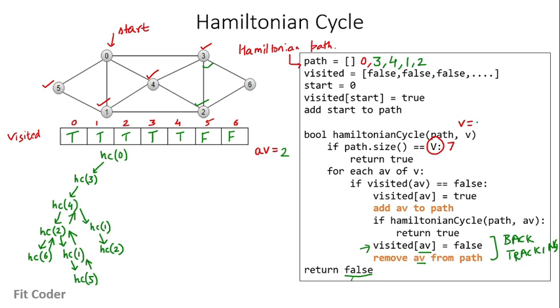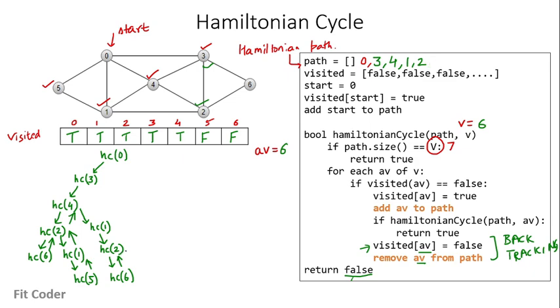So V becomes 2. We check the size of the path array. It is not equal to 7. So we come in this for loop. So the adjacent vertices for 2 are 4, 1, 3 and 6. So all are visited except 6. So AV becomes 6. We mark visited of 6 as true and we add 6 to the path. And from here we invoke HC6. So V will become equal to 6. Size is not equal to 7. Adjacent vertices for 6 are 2 and 3. Both are already visited. So this also returns false. So when it returns false, we have to backtrack and we have to remove it from the visited. So we mark 6 visited as false and we remove it from the path array.